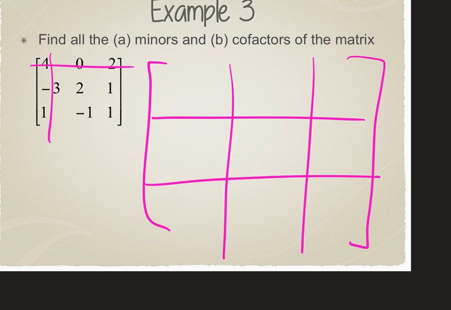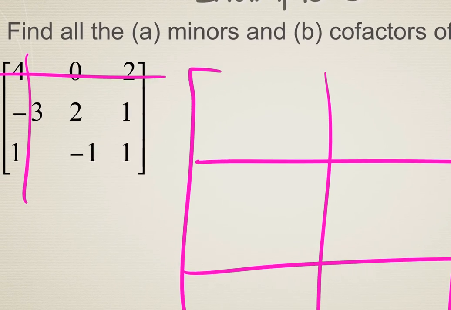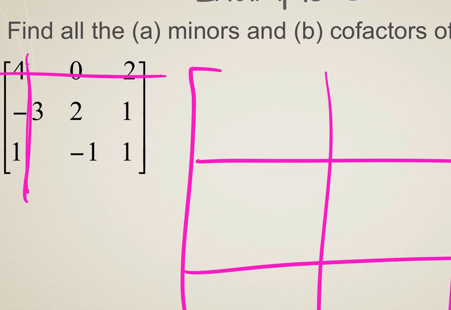And this is row 1, column 1 is the first cell, right? So I cross through row 1 and column 1, and what's left is 2, 1, -1, 1. And I'm going to go back and find the determinant of that at the end. I'm going to just write them all out, and then I'm going to go back and find the determinants.